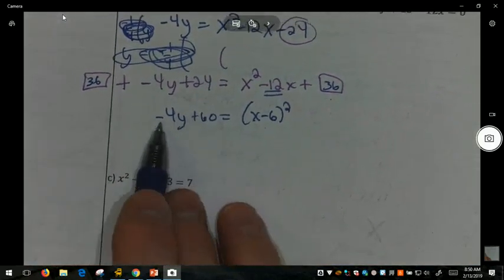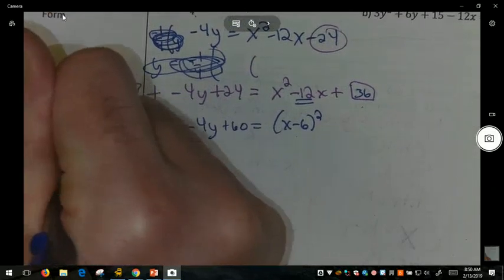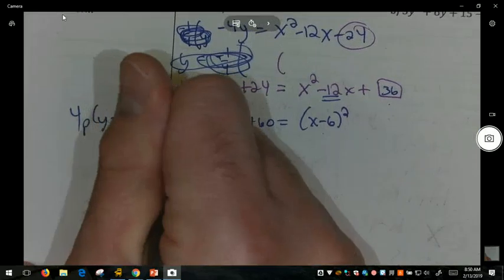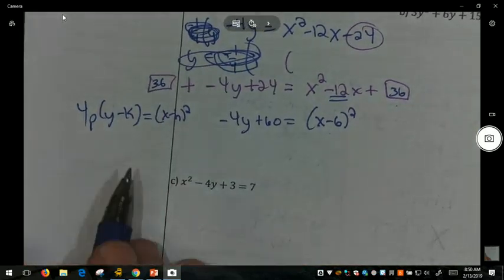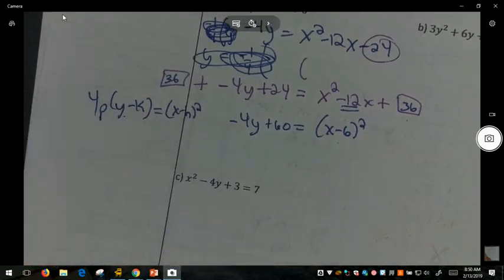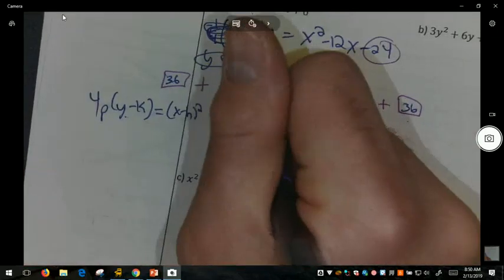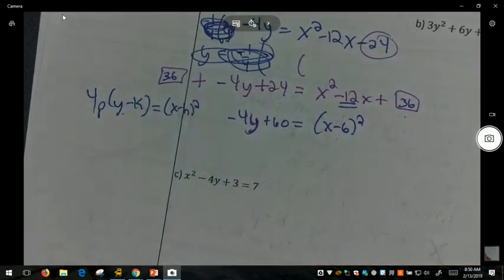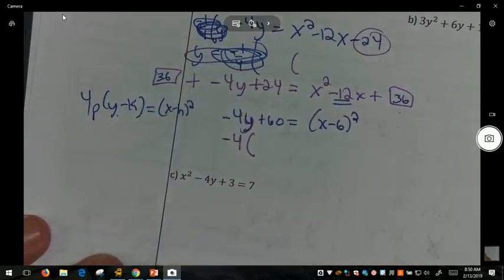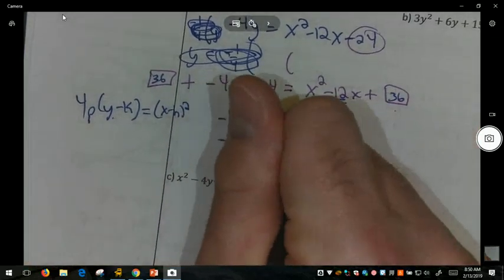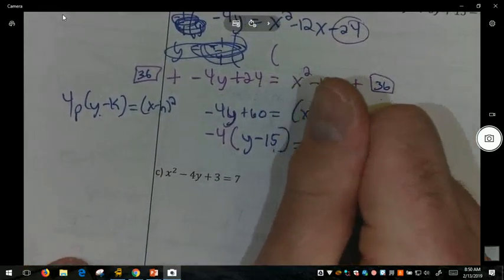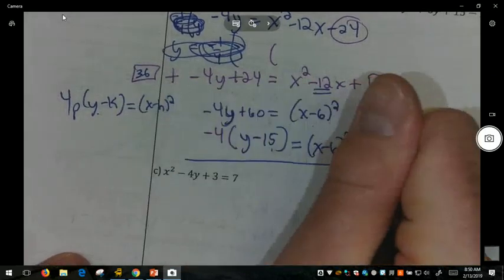Problem is, I have to have 4p, remember, it has to be 4p times y minus k equals x minus h squared. That's the form I'm looking for. So I have to factor out the value, everything except for y minus k. Well, here's the y. That means I need to factor out negative 4 from this. That means I have negative 4 times y minus 15, because that would multiply to positive 60, equals x minus 6 squared.